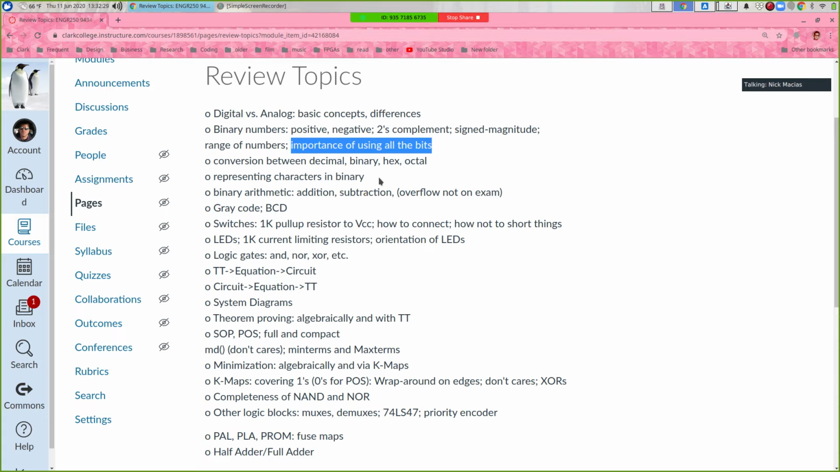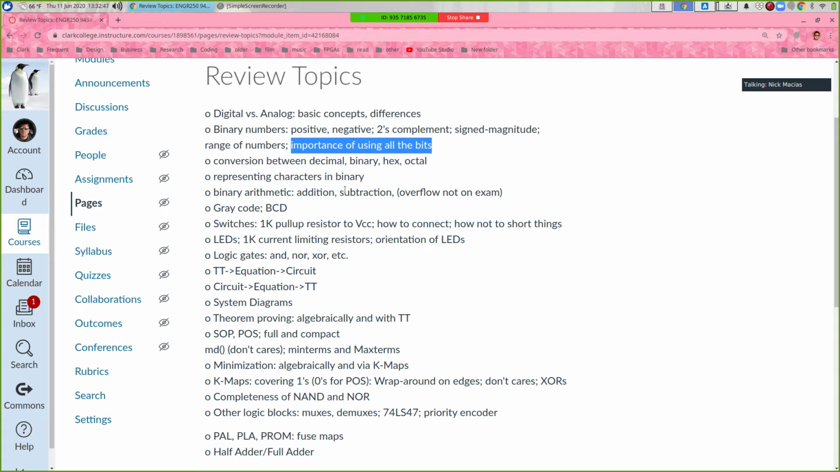Representing characters in binary, that's typically ASCII code, and it's just one of many mappings we can have to say, here's a set of bits, I'm using this to represent the letter A or the letter Q or an exclamation mark. It's nothing magic, it's just a convention.